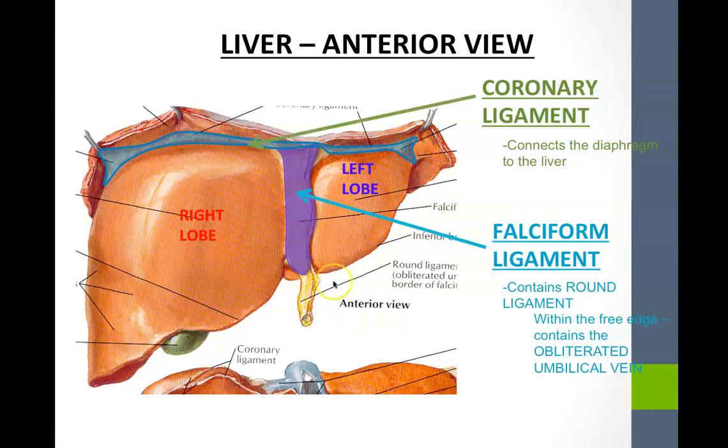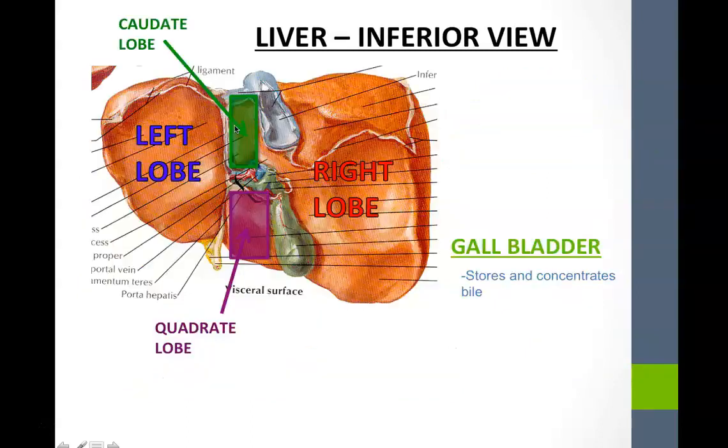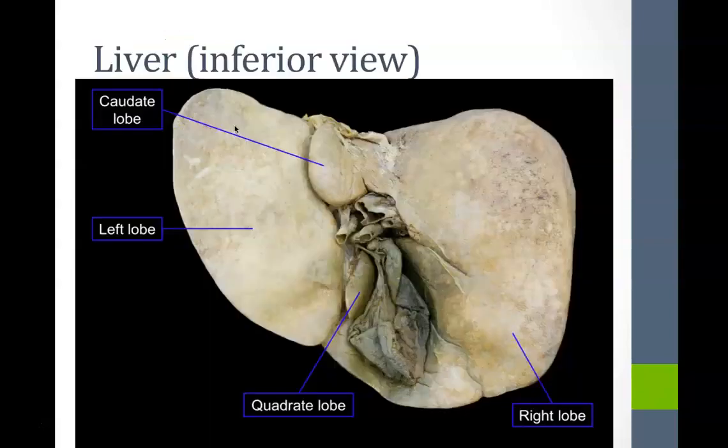So then over here, outlined in teal on the superior aspect of the liver, we have the coronary ligament. Remember, coronary means crown, so this is kind of like the crown on top of the liver. And this is attaching the liver to the diaphragm. We can also see the gallbladder from the inferior aspect of the liver, sitting between the right lobe and the quadrate lobe. This gallbladder is going to store and concentrate the bile that the liver makes.